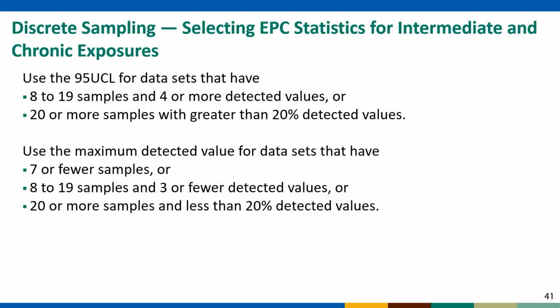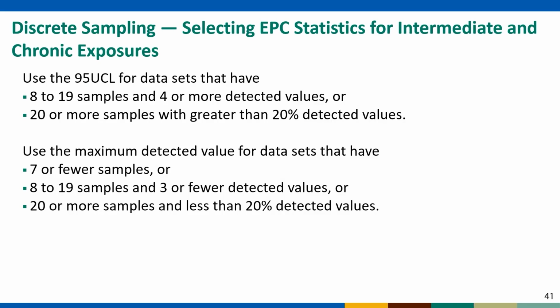The good news is that the EPC tool will apply these rules for you when you enter your data using the EPC tool template. But now you understand why the EPC tool will calculate a 95 UCL for some data sets, but use the maximum value for other data sets. There are flowcharts in the EPC guidance, and I'm going to be showing you a limited example of how to go through these flowcharts and calculate the EPC for the arsenic data at the GLC case study daycare.